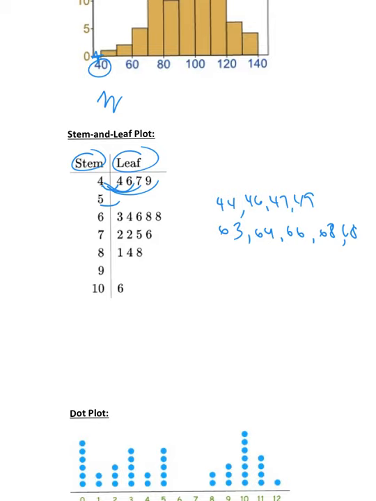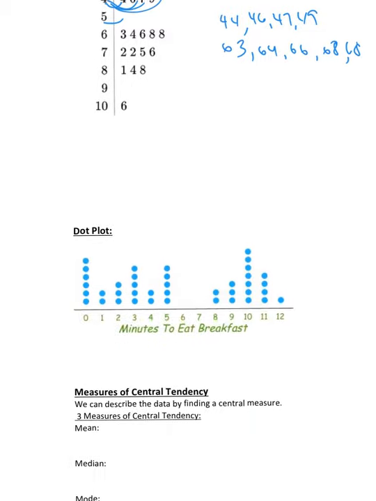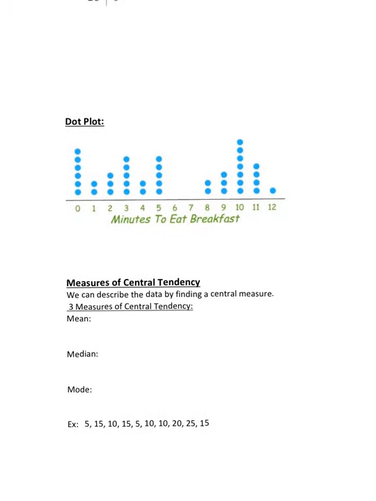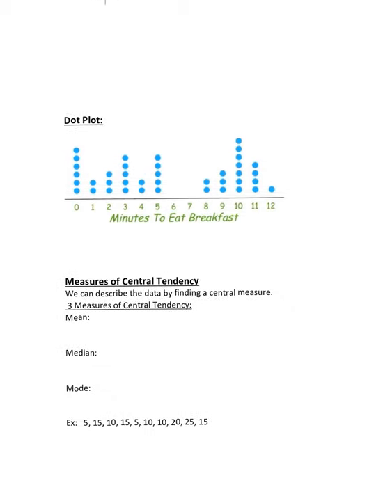Another way of organizing information is in dot plots. A dot plot just basically creates little dots, or sometimes you'll see X's, to represent each value. So you could see the frequency of the number of people who take 5 minutes to eat breakfast is 1, 2, 3, 4, 5 people. Or there are only 2 people that take 8 minutes to eat breakfast.